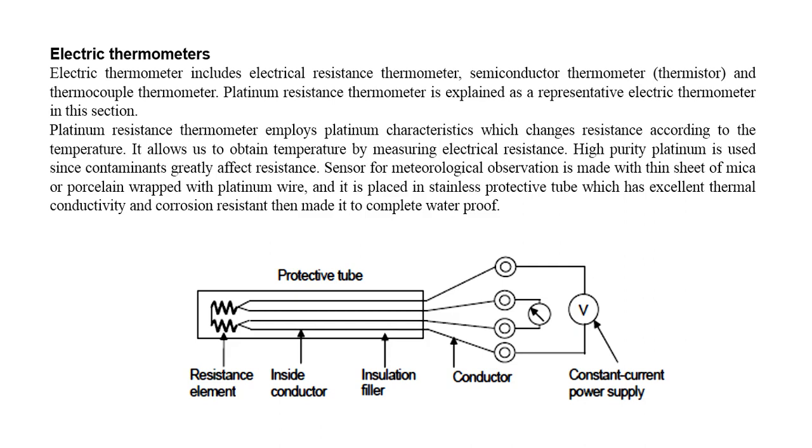High purity platinum is used since contamination of the platinum greatly affects the resistance. Now the sensor for meteorological observation is made with a thin sheet of mica or a porcelain wrapped around this platinum wire, and it's placed in a stainless steel protective tube which has excellent thermal conductivity and corrosion resistance, which makes it completely waterproof.